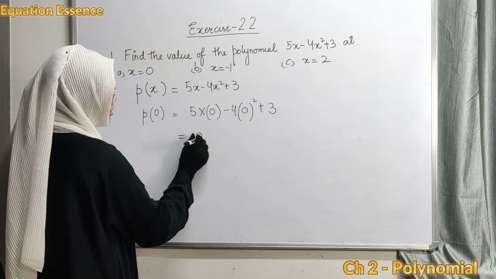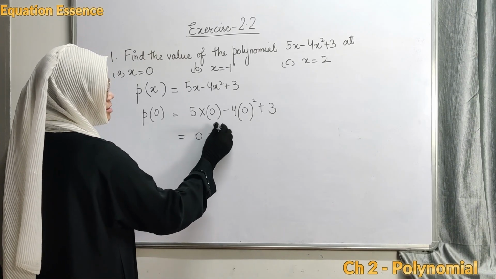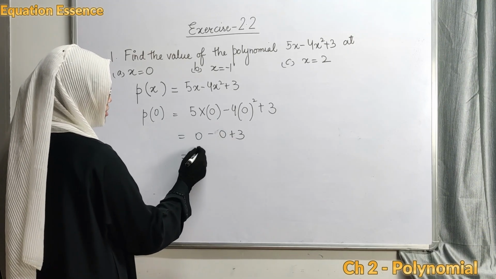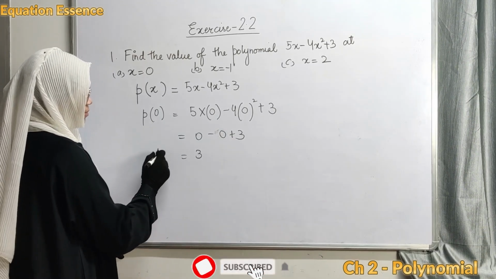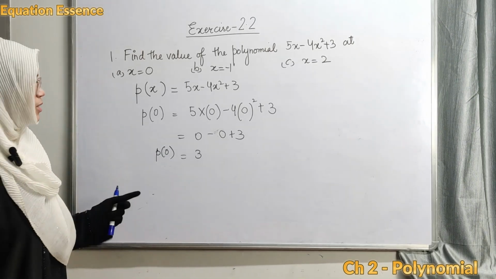5 multiplied by 0 is 0, minus 4 into 0 is 0, plus 3. The value of the equation is 3, or the value of the polynomial at x equal to 0 is 3.